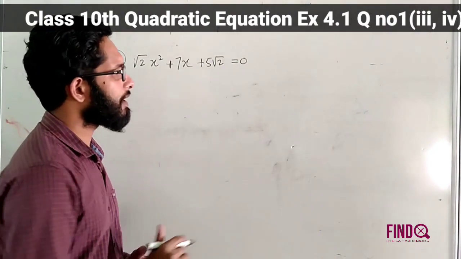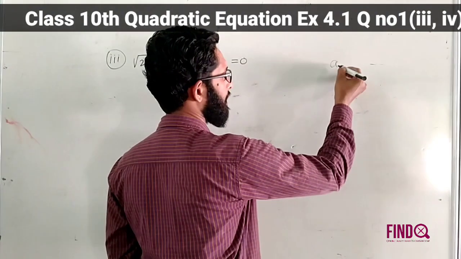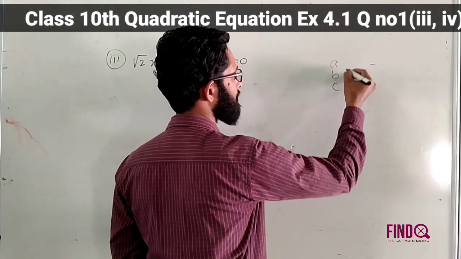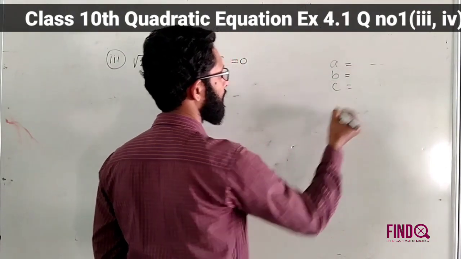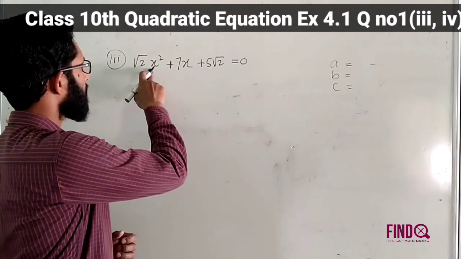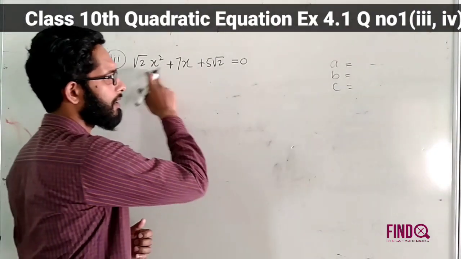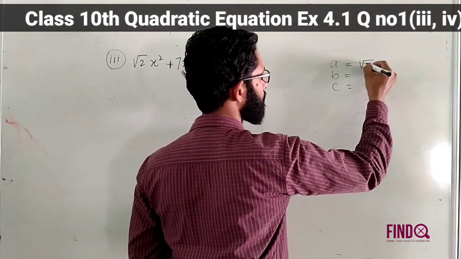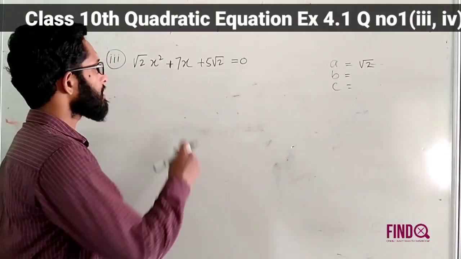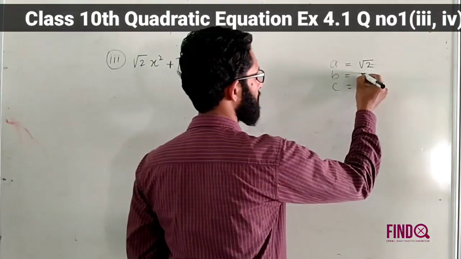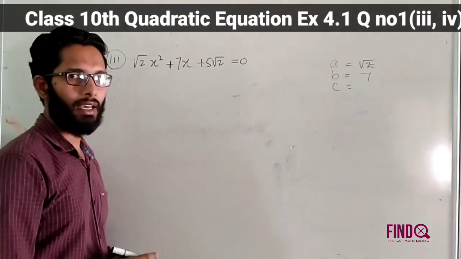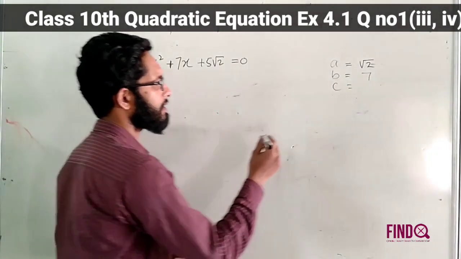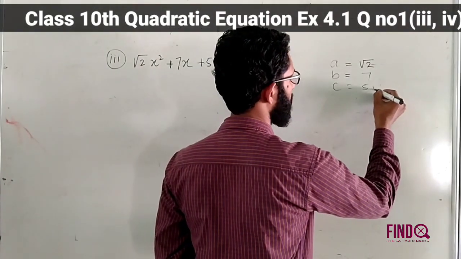The first step is identify A, B and C. So A is the coefficient of x square. Here it is root 2. B is the coefficient of x. Coefficient of x is 7. And C is the constant. The constant is 5 root 2.